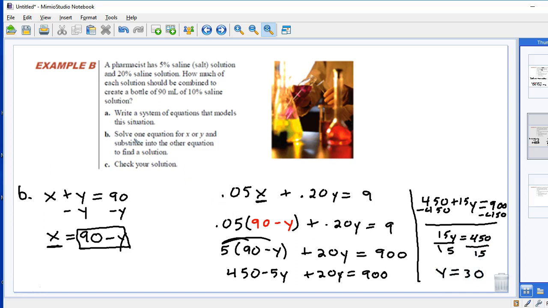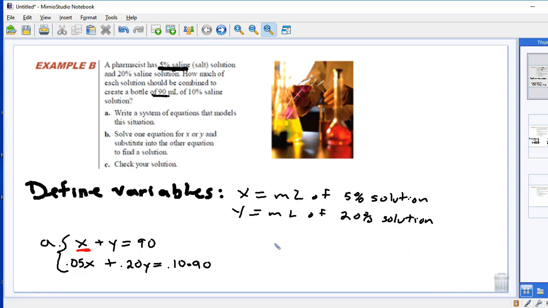So am I done? It says solve one equation for x or y and substitute in the other equation to find a solution. Did I find a solution to the system of equations? No, because I only know what y is. So can I go back and plug it into one of my equations from part A? Sure, I can plug it into either one. Well, that makes it really easy. If I use this first one, it's so much easier, right? Because I have to add up to 90.